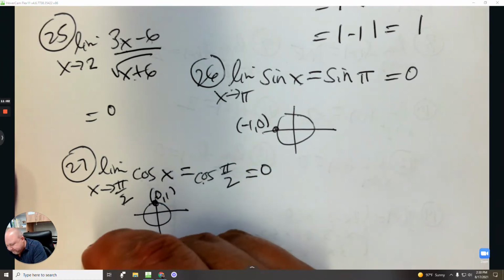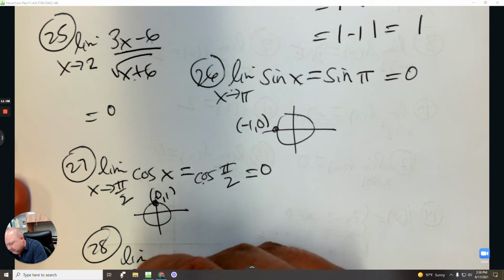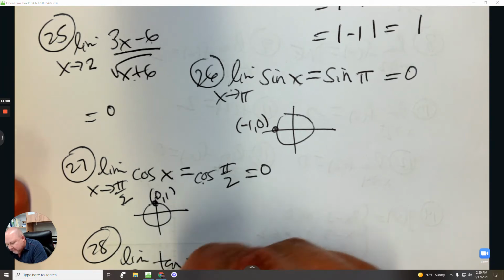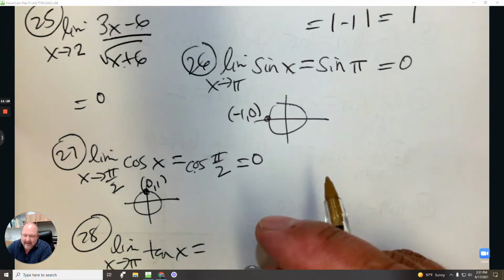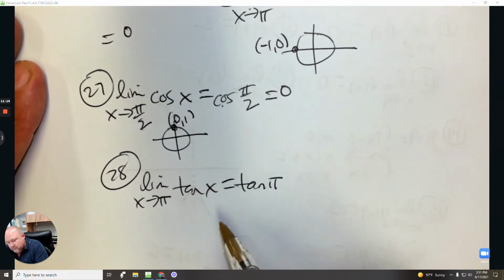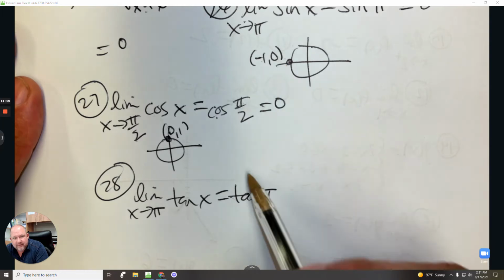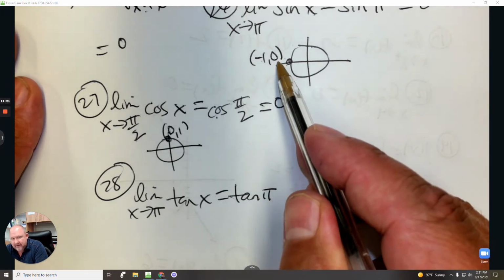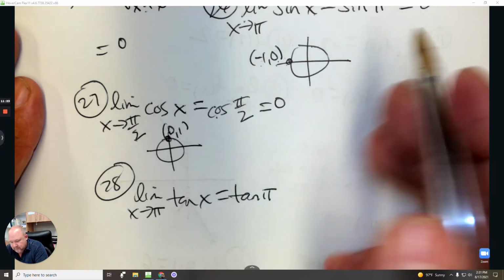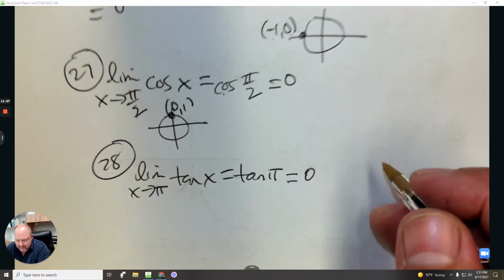28. The limit as x approaches pi for tangent x. So again, we're going to evaluate at pi. So we were just there. The point is negative 1, 0. Tangent is the y value over the x value. So 0 divided by negative 1, the answer is 0. 29.